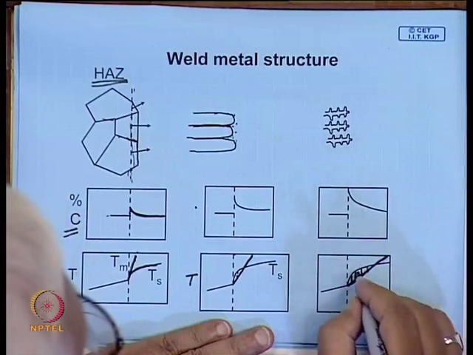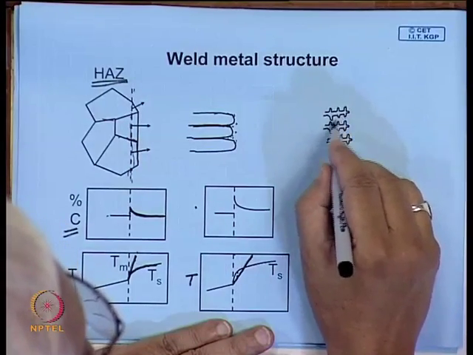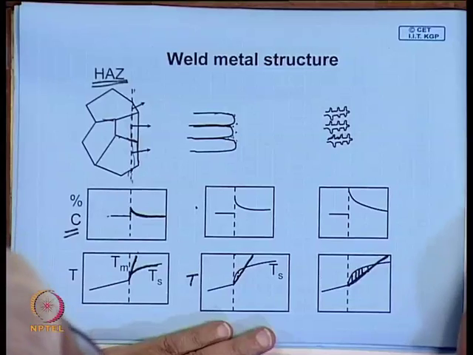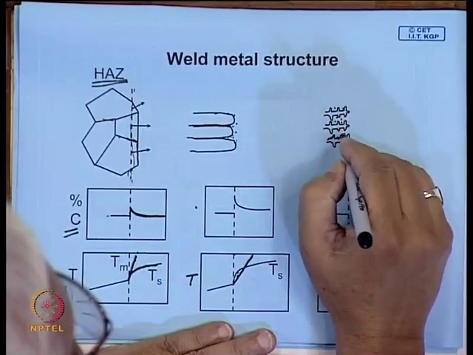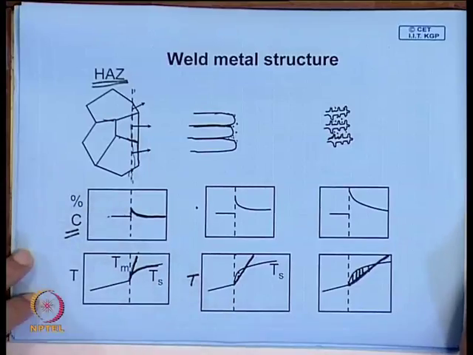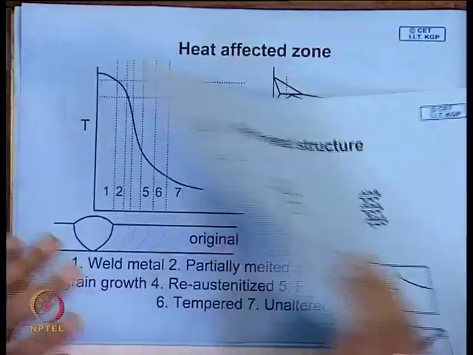And in case this gradient becomes even lower, say something like this, there will be substantial constitutional supercooling, leading to the formation of dendritic structure. And here in this interdendritic channel you will have segregations. So, this explains how our knowledge of solidification can be applied to understand the structure that develops in the weld metal.